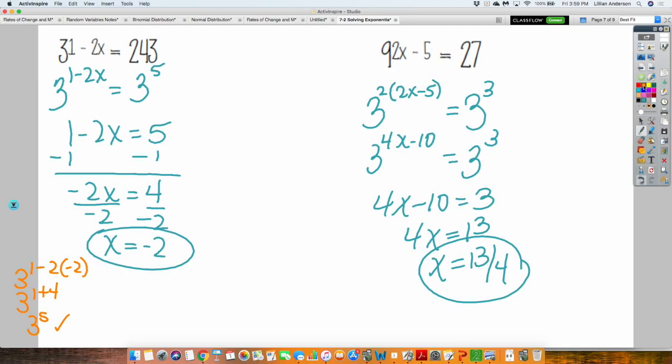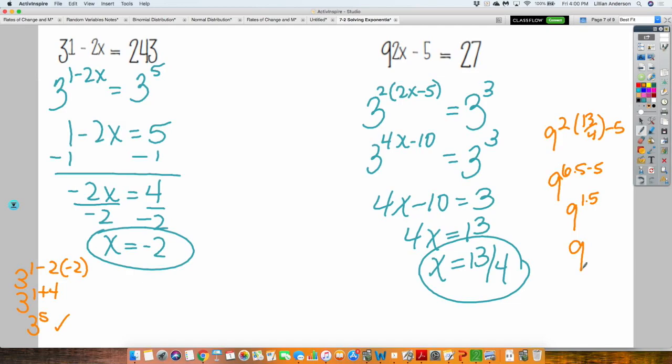Okay? If you check, it's 9, 2 times 13 over 4 minus 5. Okay? What's 13 over 4 times 2? And 26 over 4 reduces down to be what? Okay, if I use 6.5, then what's 6.5 minus 5?